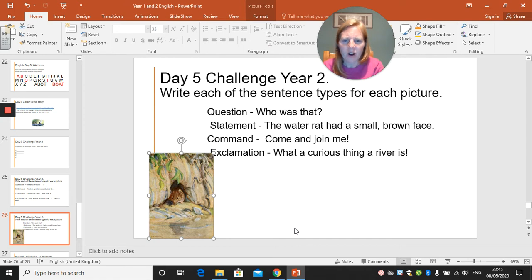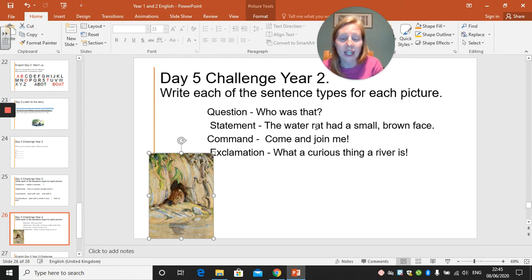Now, I need a statement. Number 2 is statement. So something that's true or my opinion. I'm looking at the picture. I can tell you something true. The water rat, and I'm going to explain what he looks like. The water rat had a small brown face. So again, we start with our capital letter, we end with our full stop, and because I'm using an expanded noun phrase, we must use that comma. Had a small comma brown face.